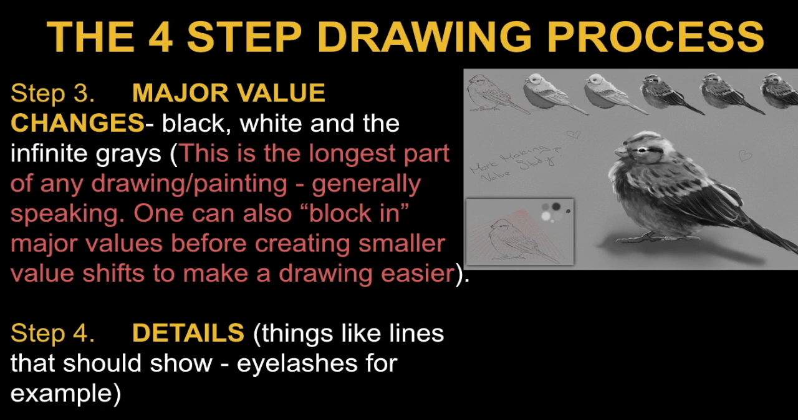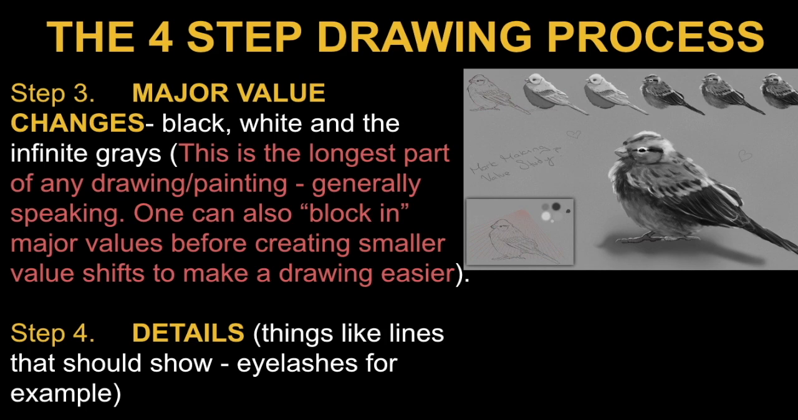The third step in the 4-step drawing process is major value changes. That means you're creating values within the things that you draw. As you can see here, this person was using black, white, and gray. So technically the value changes can be black, white, and the infinite number of grays between. That is technically the definition of value. However, when you use color, there are different values within color as well, and we will talk about those in the coming assignments.